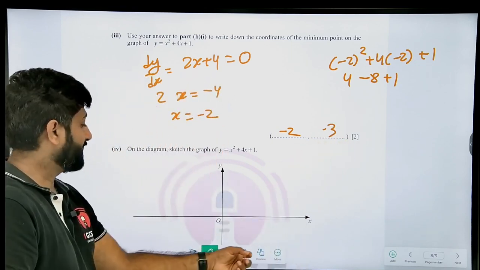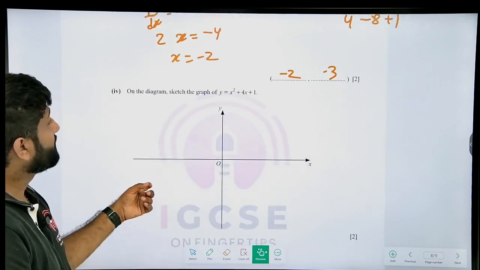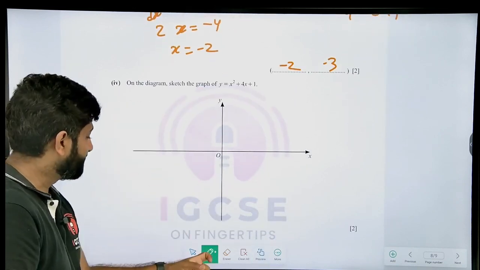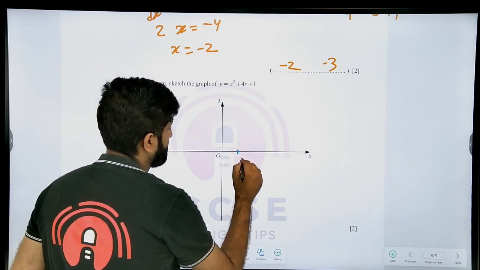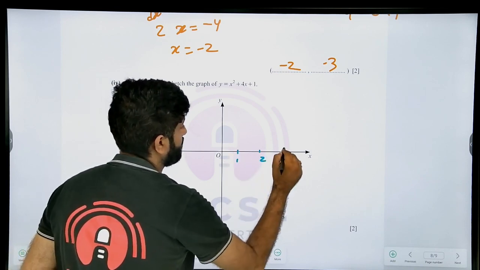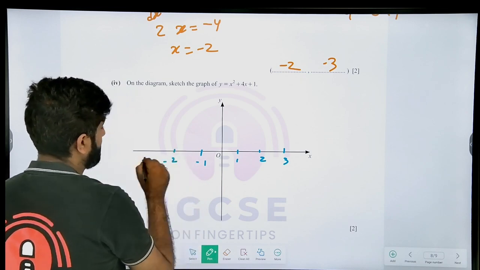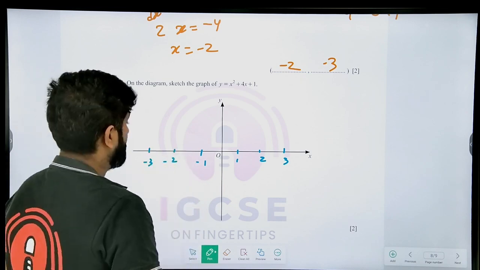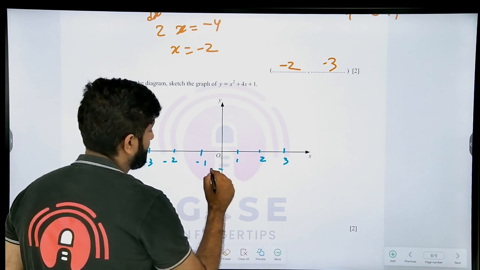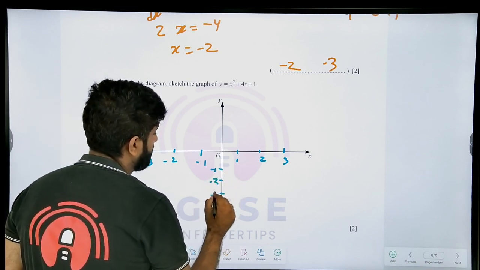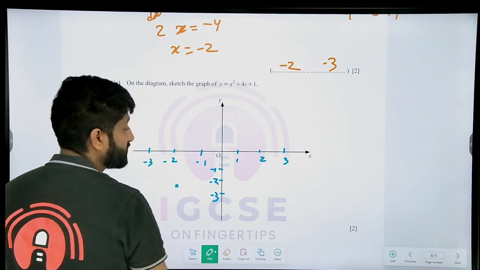Right. So now I also have my turning point. Now what am I supposed to do? I am supposed to sketch the graph. Right. Now guys, let's say this is 1, this is 2, this is 3, this is negative 1, this is negative 2 and I have negative 3. Now what is my turning point? The turning point is negative 2 comma negative 3. So I'll have my turning point over here.